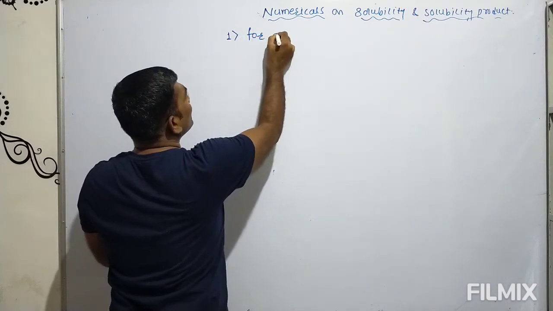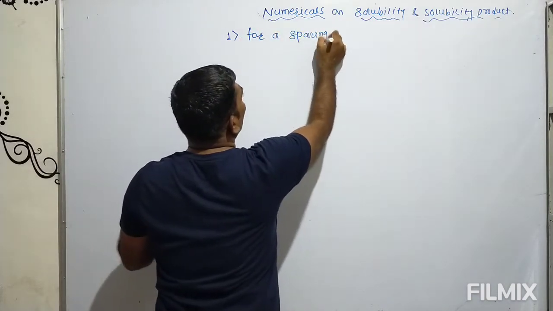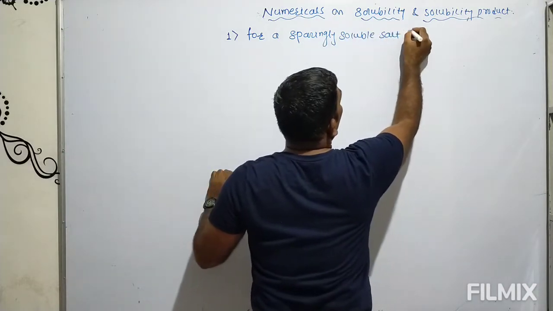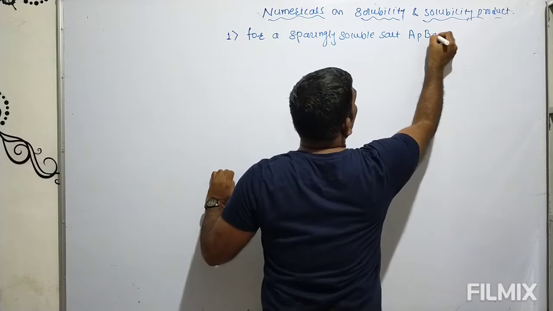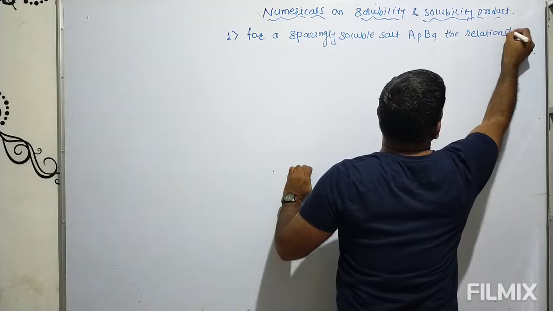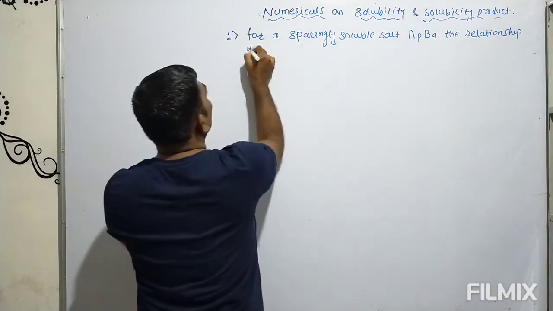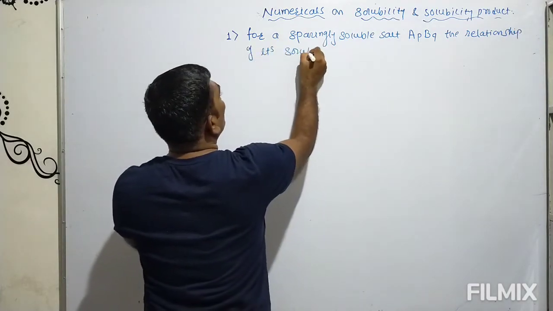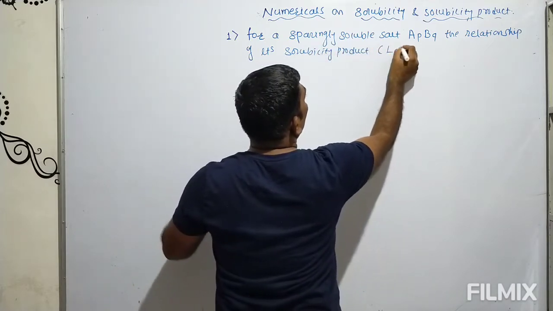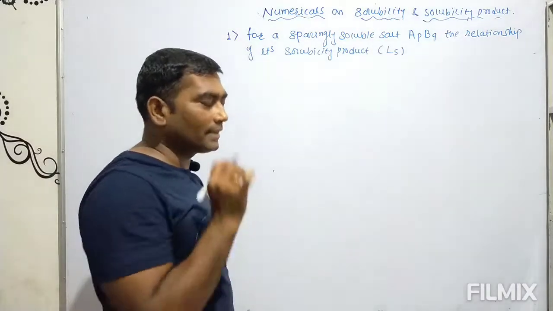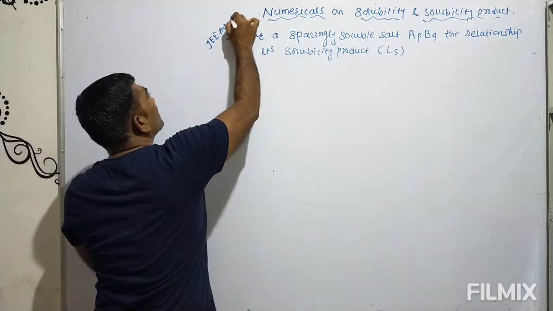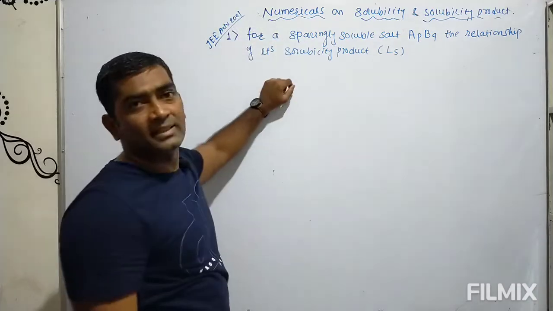Video 15, numerical number first. For a sparingly soluble salt ApBq, the relationship of its solubility product LS is given, not KSP. Listen here. This is a numerical from JEE Advanced 2001.